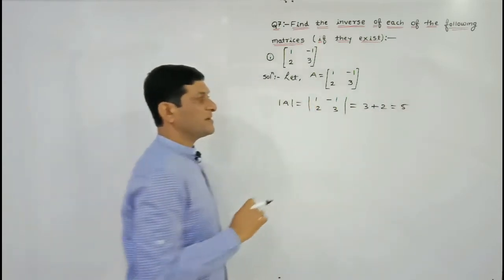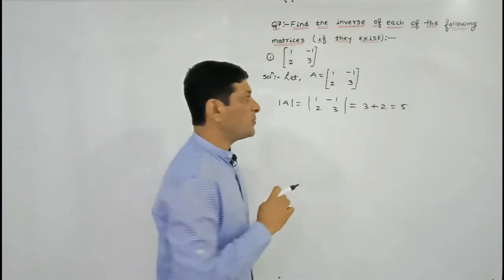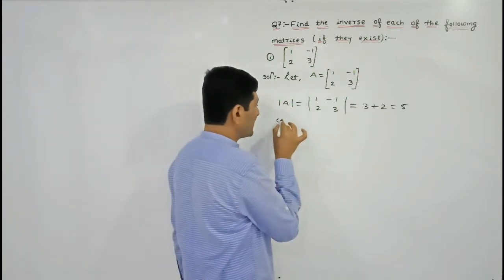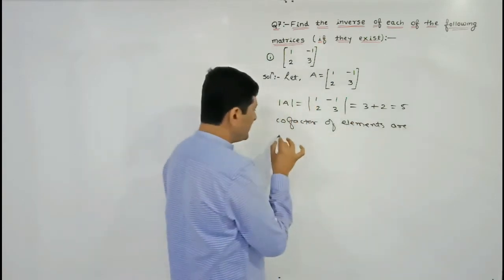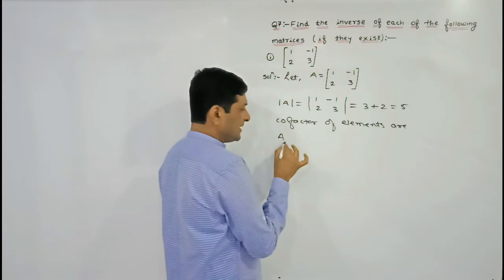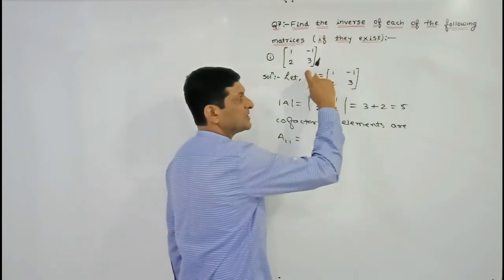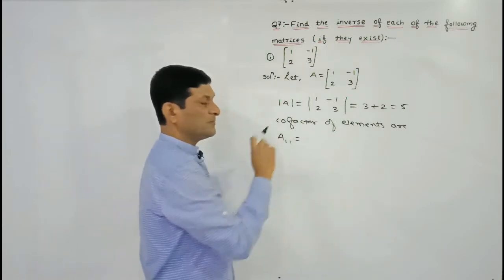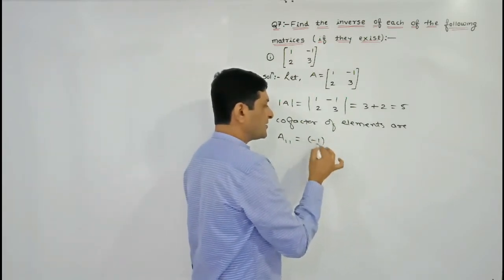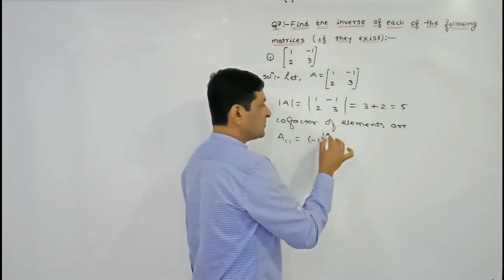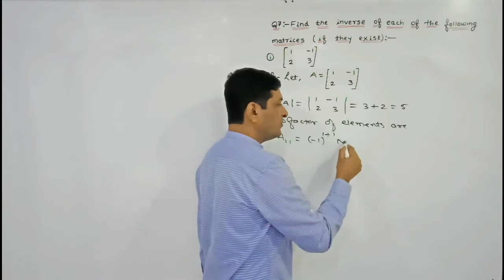Once the value of the determinant is known to us, the second step is to find out the cofactor of all the elements. So cofactors of the elements are denoted by capital Aij. Means if we are finding the cofactor of the first element, which lies in first row and first column, then we will denote it by A11. And what is its formula? -1 raised to power i plus j, means 1 plus 1, because i is 1, j is 1, into M11.